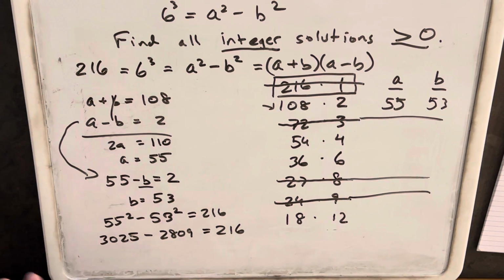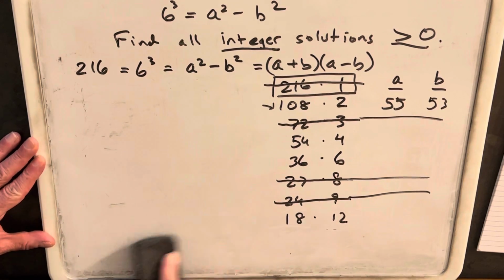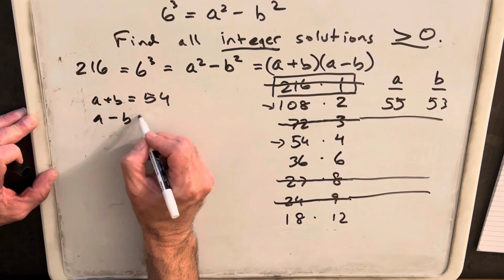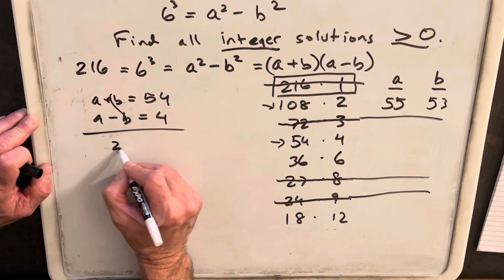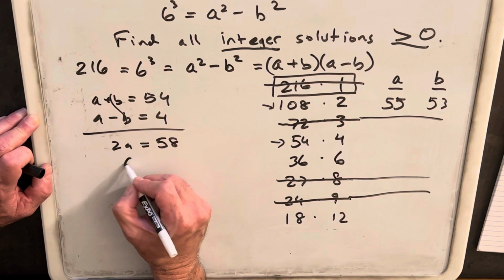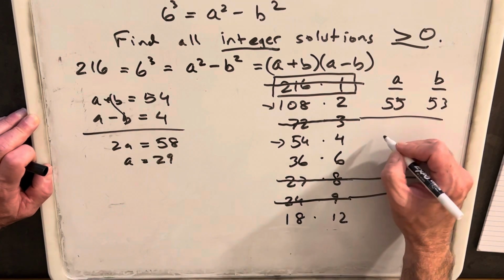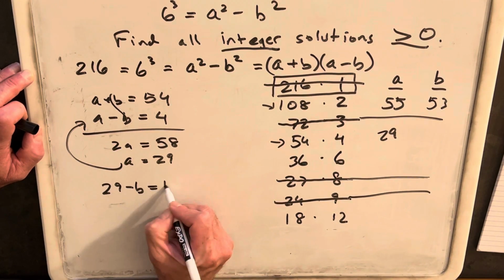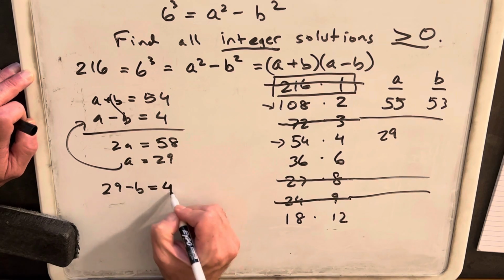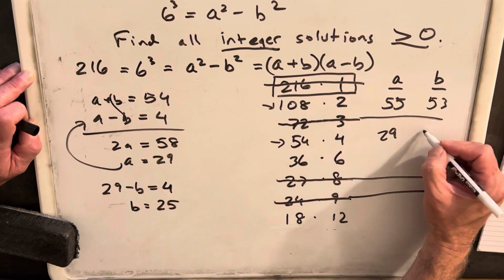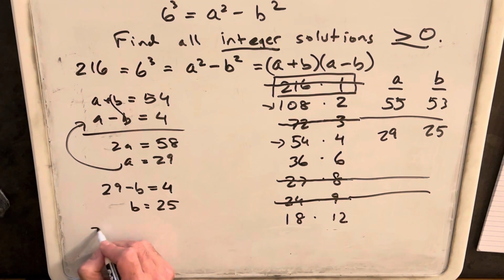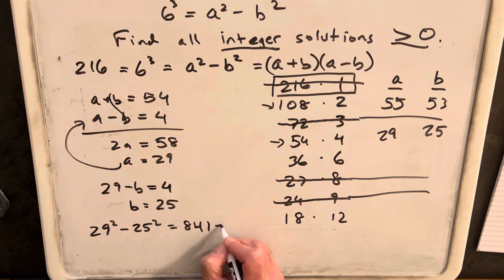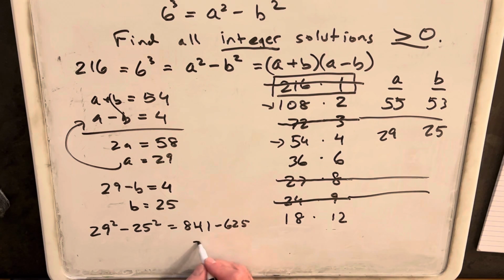Let's move on to the next one. We want to look at the case when a plus b is 54 and a minus b equals 4. Adding these together, we get 2a equals 58. So that means a equals 29, dividing by 2 on both sides. Then we plug our a into the second equation, and we get 29 minus b equals 4. So that means b is 25. A quick check: what happens when we look at the difference of squares of 29 squared minus 25 squared? That's going to be 841 minus 625, and yes, that's going to be 216.